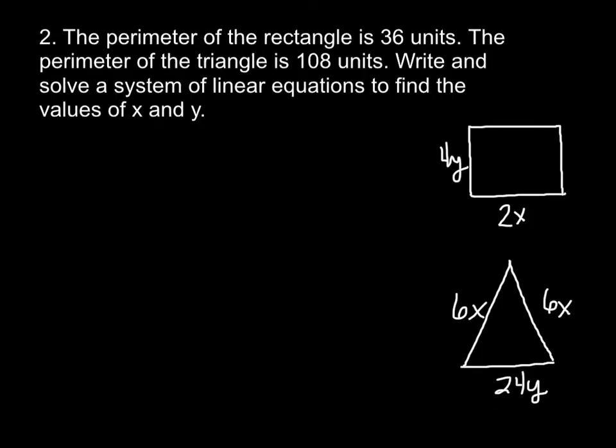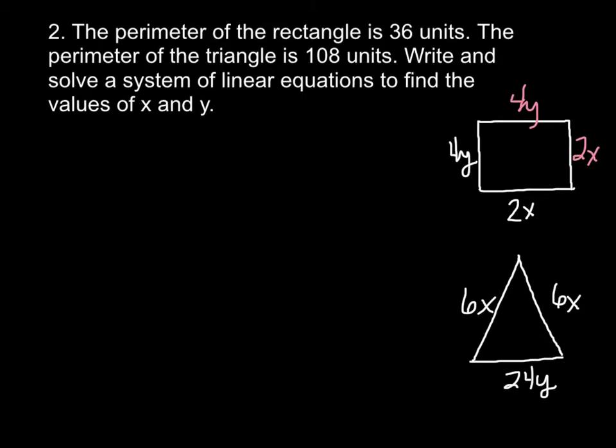In number 2, I want you to write down this problem. The perimeter of the rectangle is 36 units. The perimeter of the triangle is 108 units. Write and solve a system of linear equations to find the values of x and y. So the first thing we're going to do is write an equation for each of these. If you look at the rectangle, we know that these two other sides are also 4y and 2x, but I labeled them incorrectly here, so let me go back and erase them.